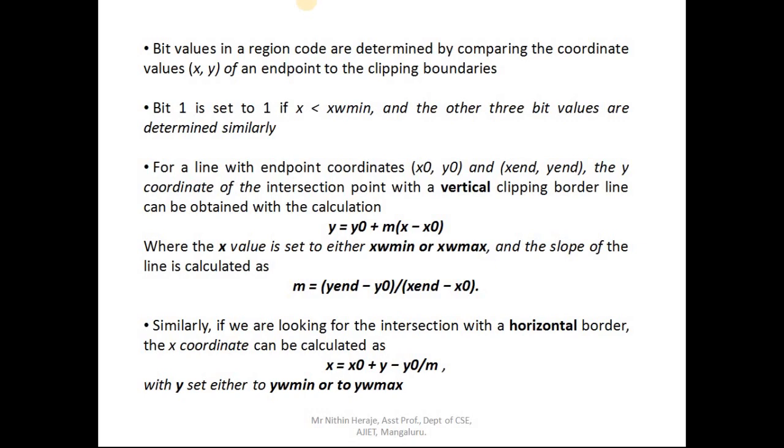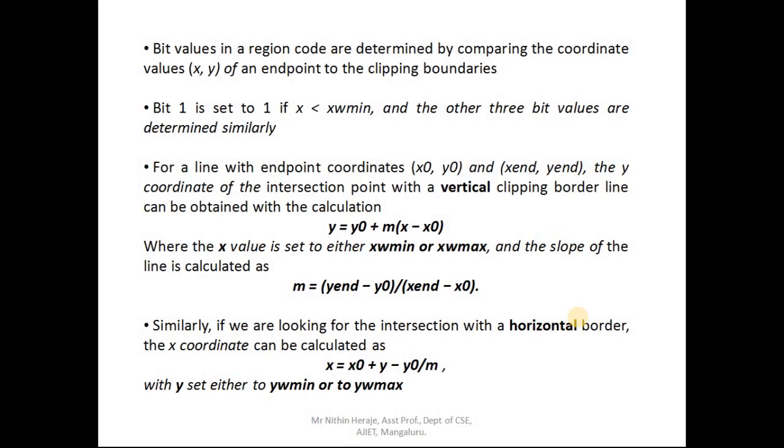Similarly, if you are looking for the intersection with a horizontal border, then we have to find the intersection point x coordinate. So the x value is calculated as follows: x equal to x naught plus y minus y naught divided by m, with y being either yw min or yw max. So that is how you find the x intersection.